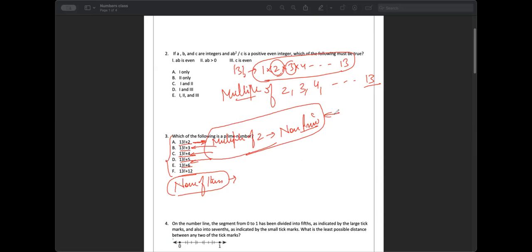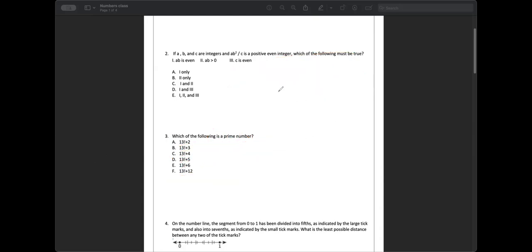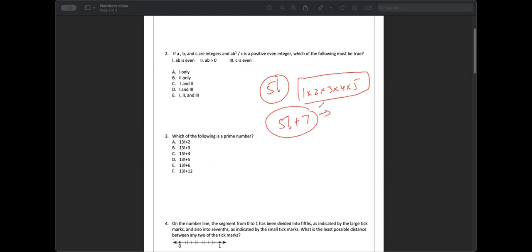But then, sir, what would be an example of something that could be a right answer? Could you give me an example? It definitely could be, for example, if you talk about 5 factorial. 5 factorial is 1 into 2 into 3 into 4 into 5. So 5 factorial plus, let's say, 7 could be a prime number. Maybe. We'll have to check. I'm not sure, but it could be.